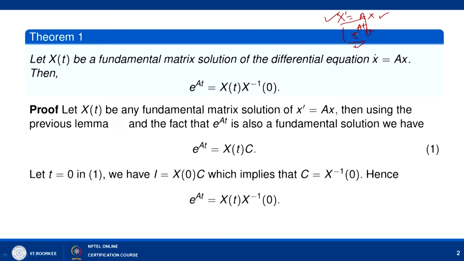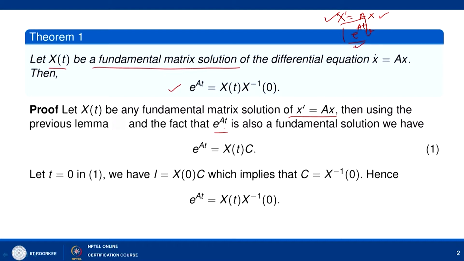So now we say that once we have n linearly independent solutions of x dash equal to Ax, then we can form a fundamental matrix solution, call this xt. Then we say that e to power at we can calculate as xt into x inverse 0. So now let us prove this theorem, which is proved like this: let xt be any fundamental solution of x dash equal to Ax, then using the previous lemma and the fact that e to power at is also a fundamental solution, that we have proved in the previous lecture.